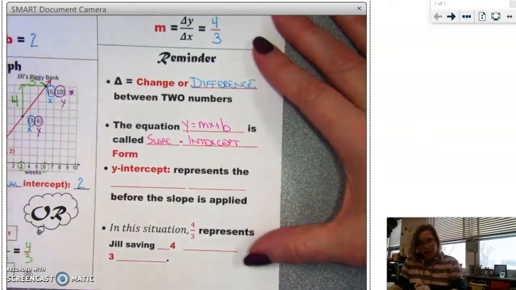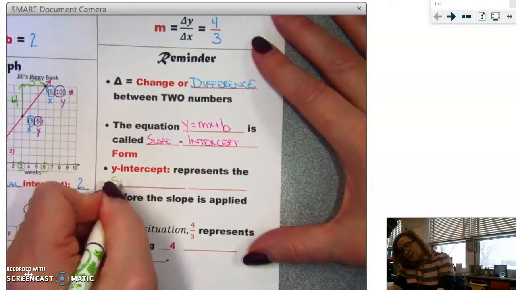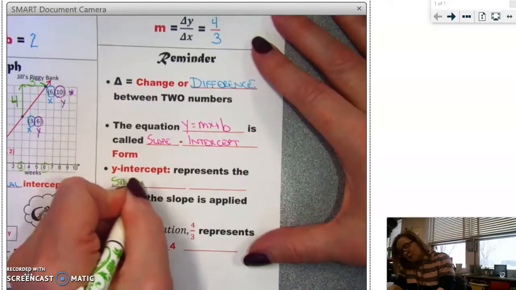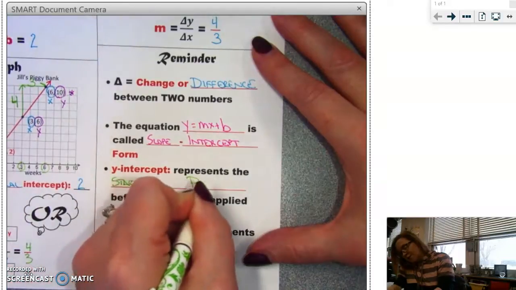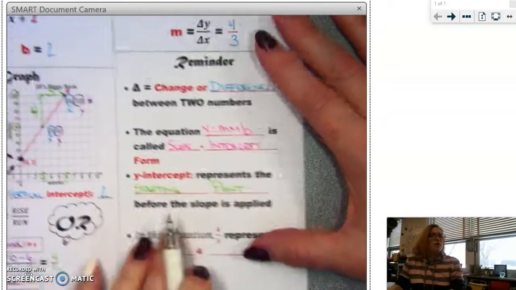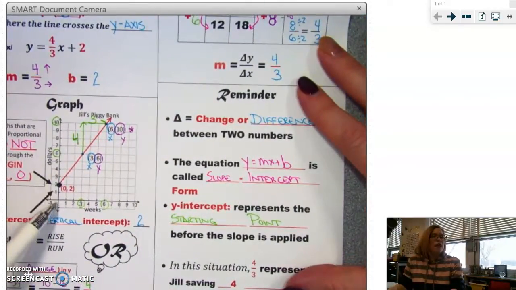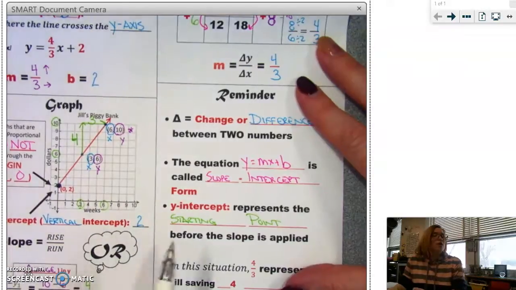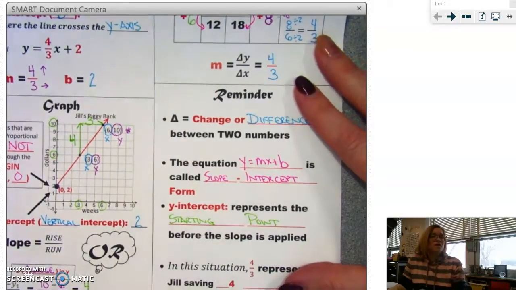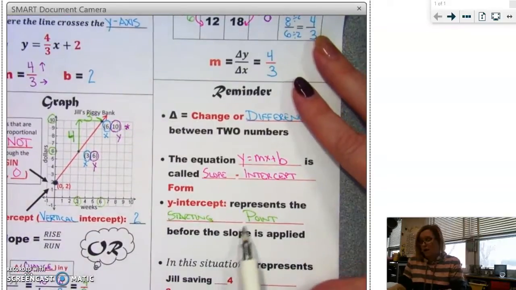The y-intercept represents the starting point in a situation. Where are you starting? Where are we starting if we're graphing it? Where do we start when x equals 0? Or in this case, we have no weeks. Where am I starting at? Okay, at 0 weeks, I'm starting at the 2. Okay, on the starting point. So where are we starting before we apply any of the slope?